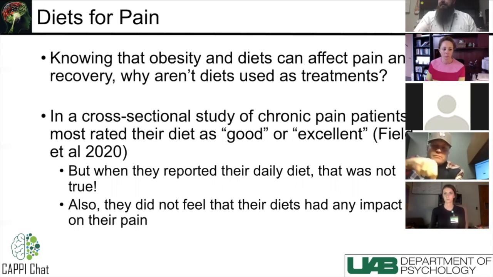Now, they also asked them to actually report what they ate in the last 24 hours. And what they found is that even when they reported that their diet was good or excellent, it rarely was. And so now this could have to do with knowledge. It may have to do with just not really understanding what a good diet was, or just not believing that their diet was as bad as it is. Also, they didn't feel that their diets had any impact on their pain. So when asked, when you eat foods that aren't good for you, does it change how you feel? They didn't believe that it did.